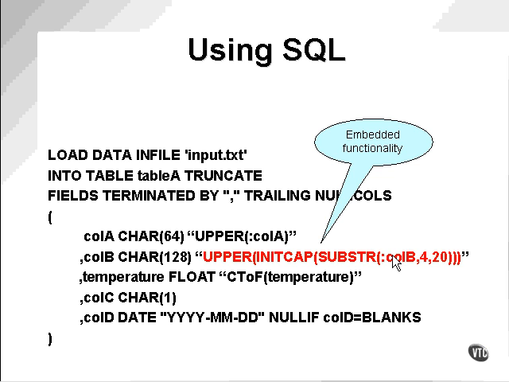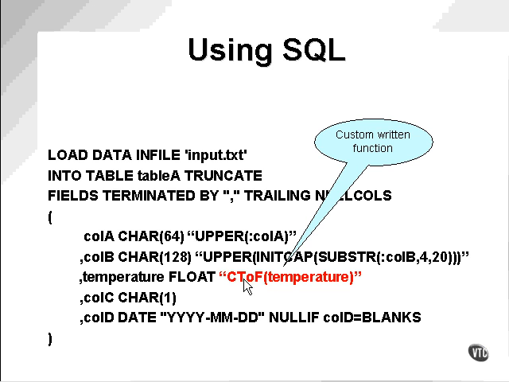Substring is executed on the column B values, and I get the values between positions 4 and 20. I've then executed the initCap function to capitalize the first character, and then I've uppercased the whole thing. Actually, these two functions should probably be the other way around. That's immaterial. I'm just trying to demonstrate embedded functionality.